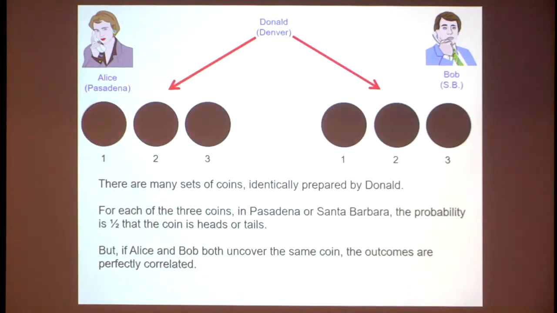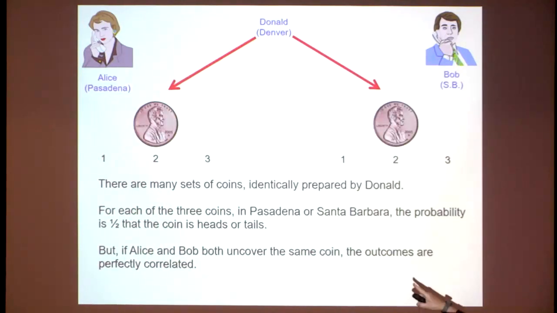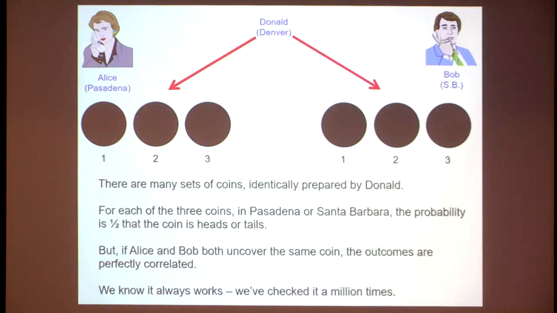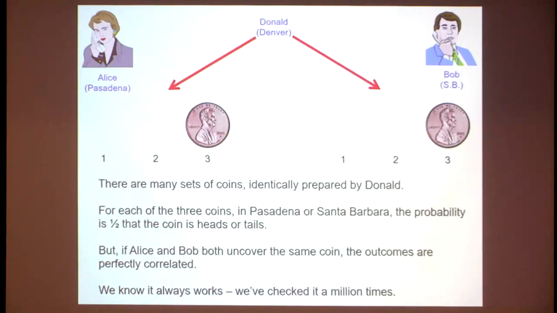Okay? And this time, they decided to uncover coin number 2 in Pasadena and Santa Barbara. They could have found heads or tails, about equally likely. In this case, they both found heads. And in fact, they know because they've tested it millions of times, this is how it always works. If they both uncover the same coin, they're always going to see the same result. Could be heads, could be tails, but always the same if they uncover the same coin. So there's no doubt about that anymore.